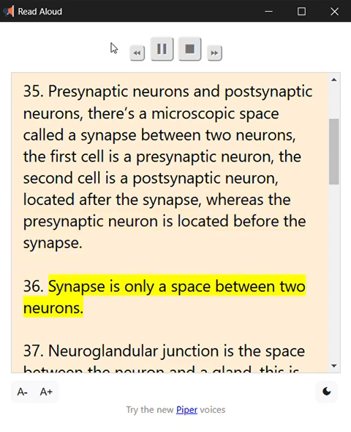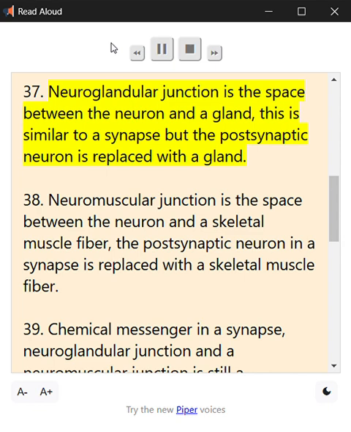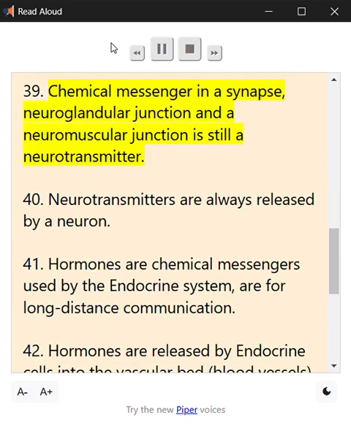36. Synapse is only a space between two neurons. 37. Neuroglandular junction is the space between the neuron and a gland. This is similar to a synapse, but the postsynaptic neuron is replaced with a gland. 38. Neuromuscular junction is the space between the neuron and a skeletal muscle fiber. The postsynaptic neuron in a synapse is replaced with a skeletal muscle fiber. 39. Chemical messenger in a synapse, neuroglandular junction and a neuromuscular junction is still a neurotransmitter. 40. Neurotransmitters are always released by a neuron.